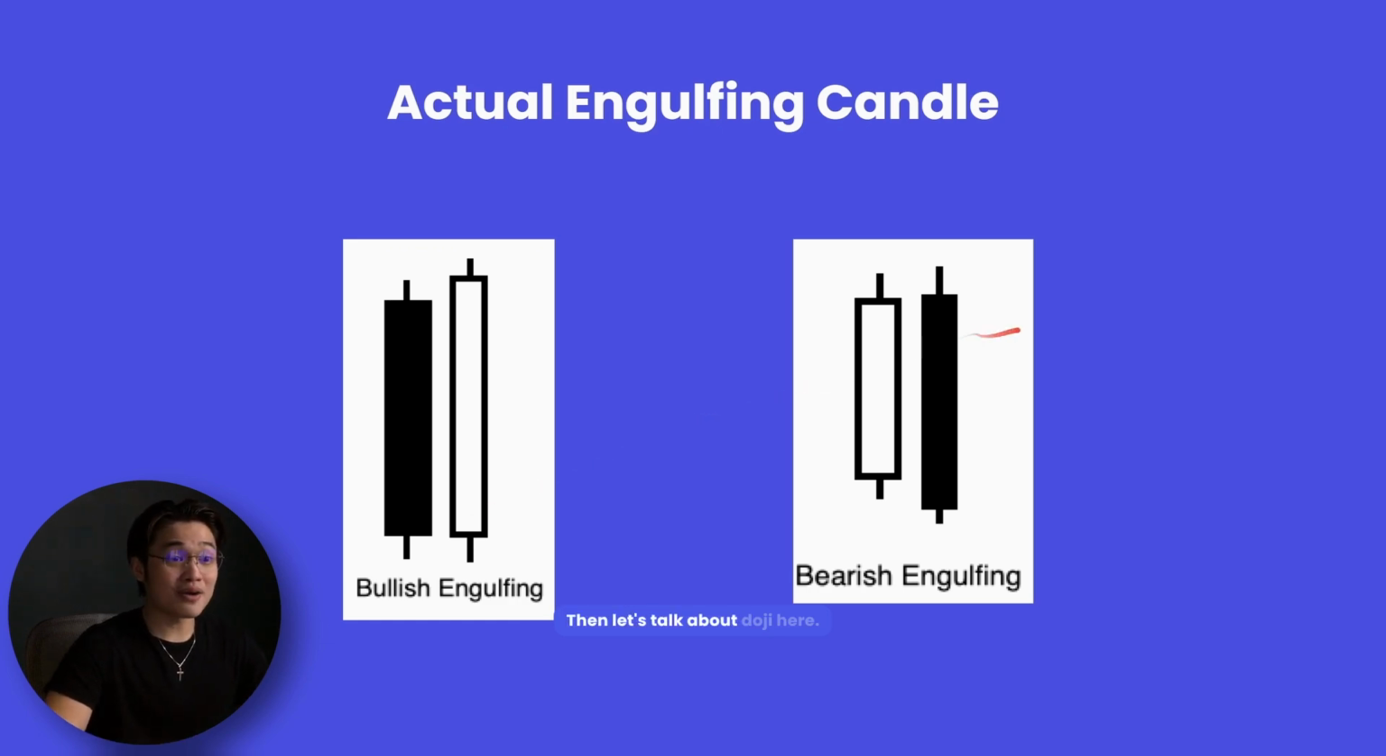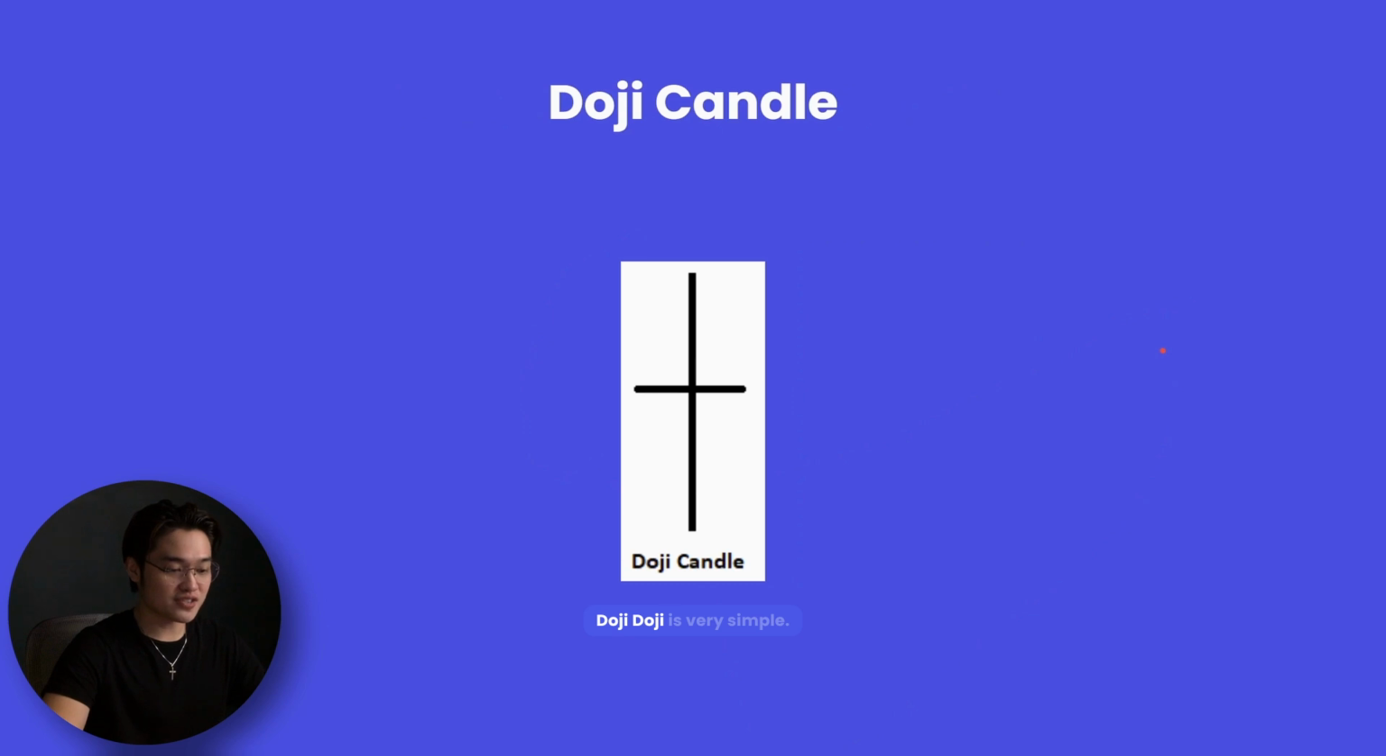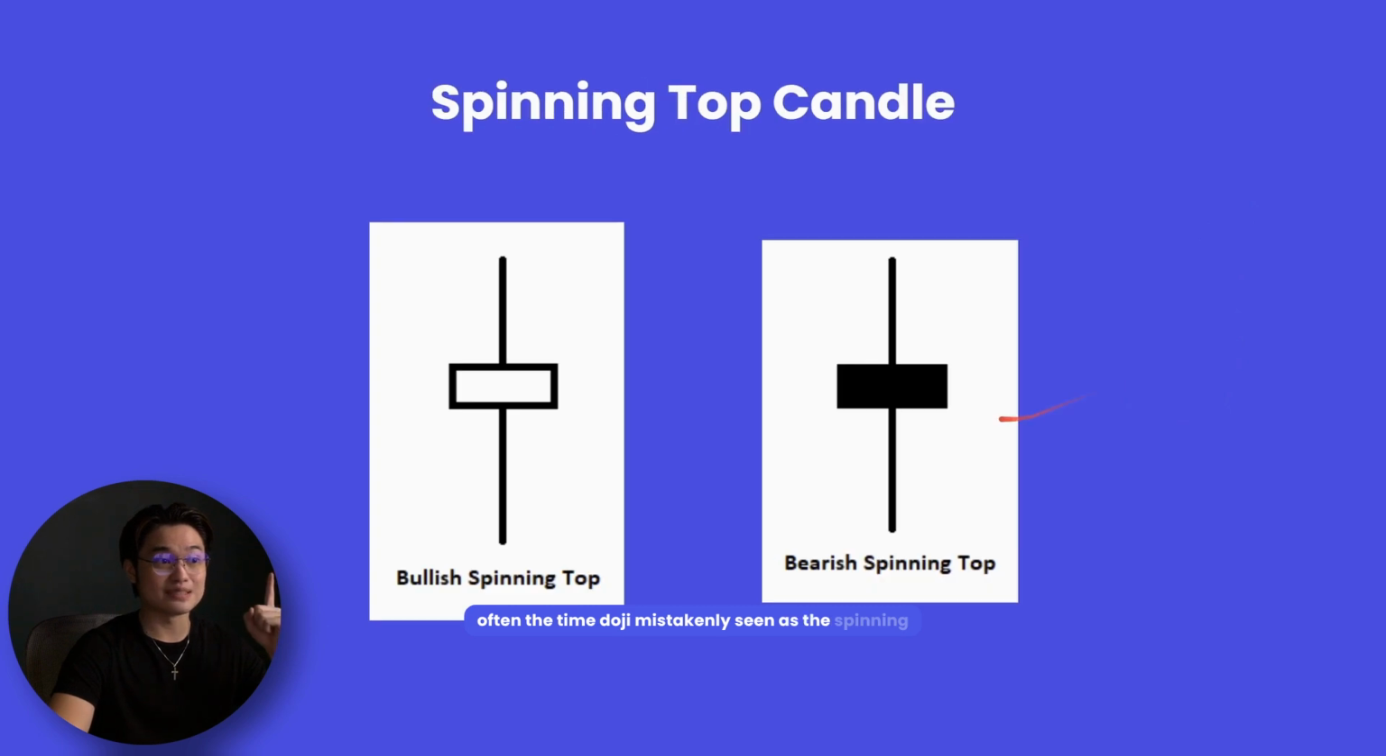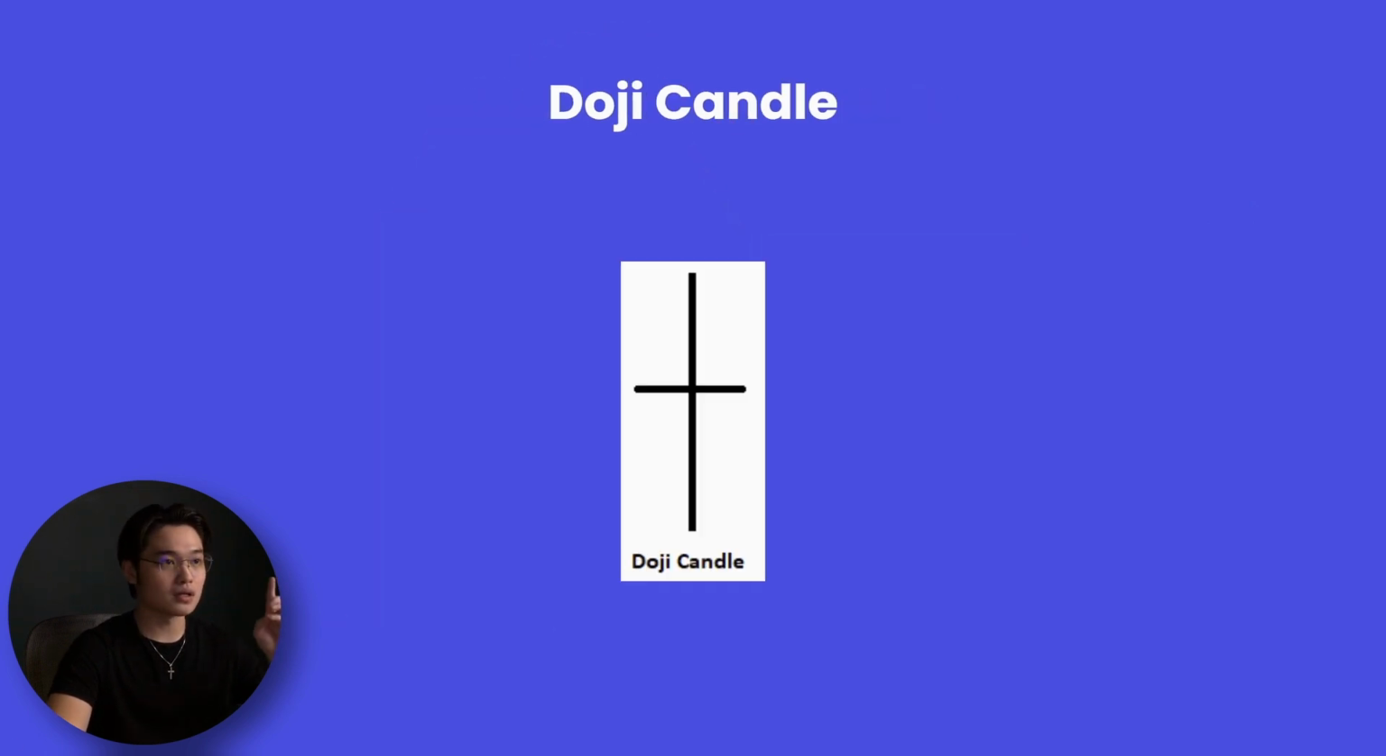Then let's talk about doji. Doji is a very simple but powerful candle. By the way, oftentimes doji is mistakenly seen as the spinning top. It's quite different, and I'm going to talk about it later. First, let's focus on the doji candlestick.